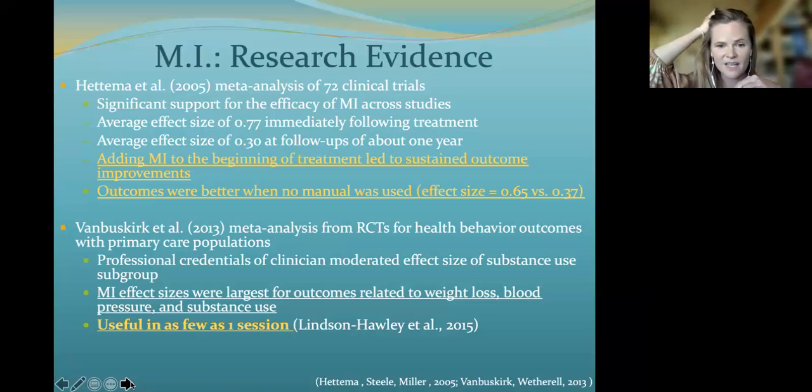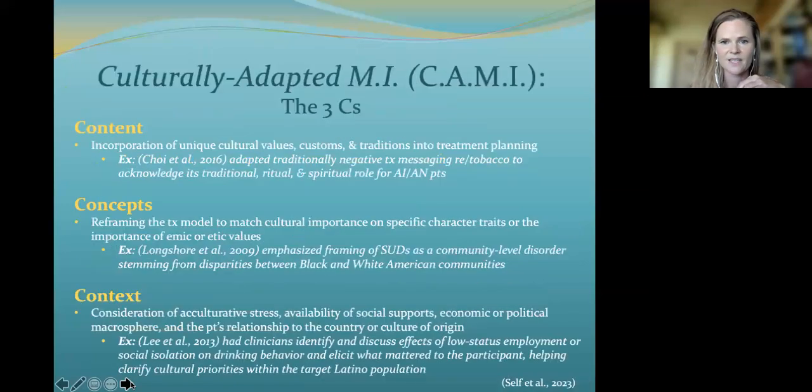Then a more recent meta-analysis with health behaviors with a primary care population showed that the effect sizes were largest for outcomes related to weight loss, blood pressure, and substance use. For providers here, this is pretty impressive. These are all considered to be fairly intractable problems in a lot of senses, and also that it's useful in as few as one session. So MI really is the ultimate brief intervention in that sense.